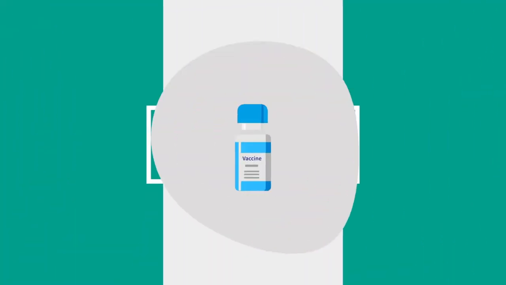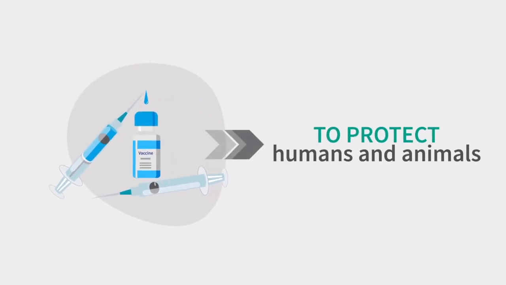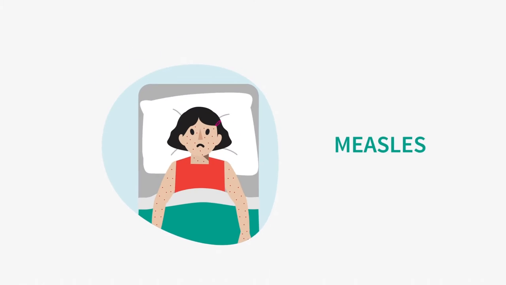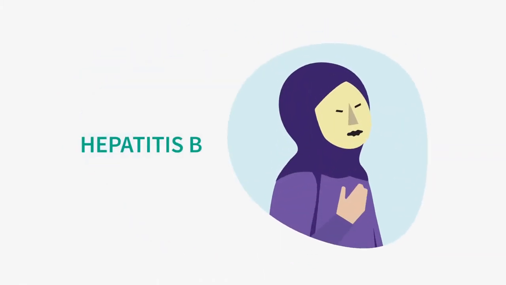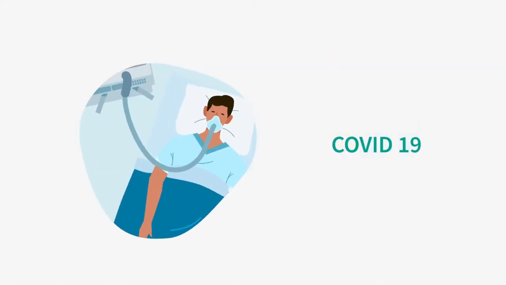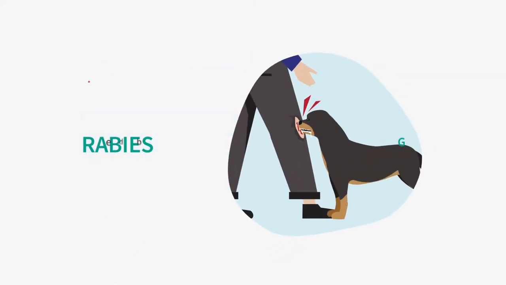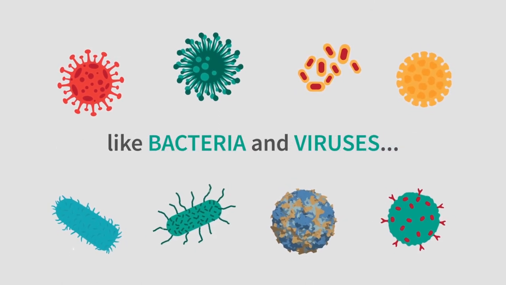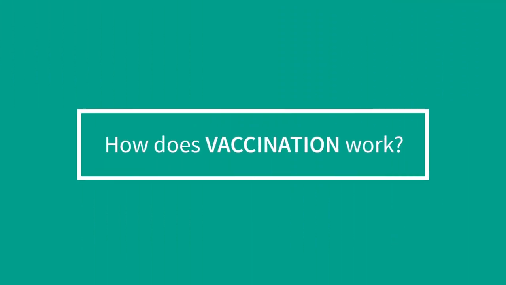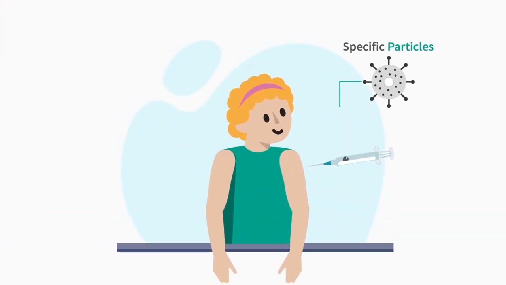Vaccination. Vaccines were developed to protect humans and animals from serious diseases, such as measles, chickenpox, whooping cough, hepatitis B, COVID-19, rabies, and many more diseases caused by various types of pathogens, like bacteria and viruses. How does vaccination work?